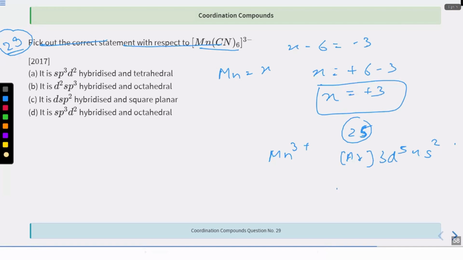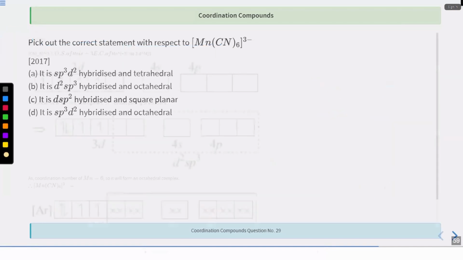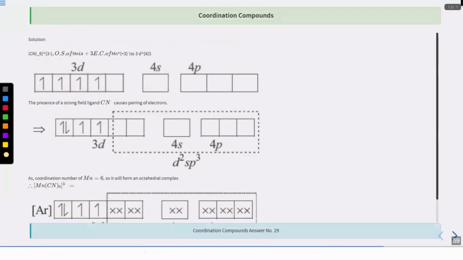So in case of 3 plus, it would remain argon 3d4. So let's see, argon 3d4. I know 3d4. Firstly, I need to fill each and every shell and then I will start pairing. So 3d4 would be like this. Cool.